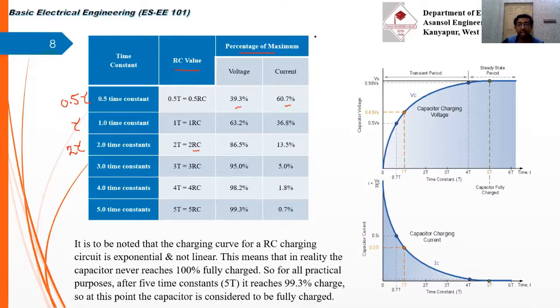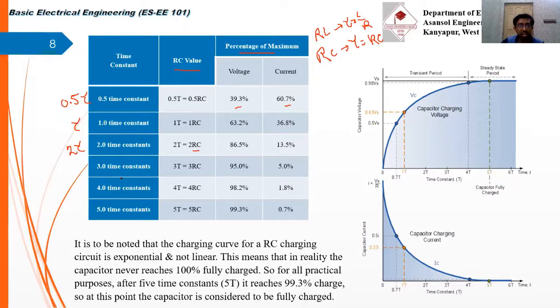Okay, for RL circuit, remember this thing, for RL circuit, tau equals L by R, but for RC circuit, this tau equals RC. Okay, remember this difference. This will help you while solving the numerical. That we will see later.